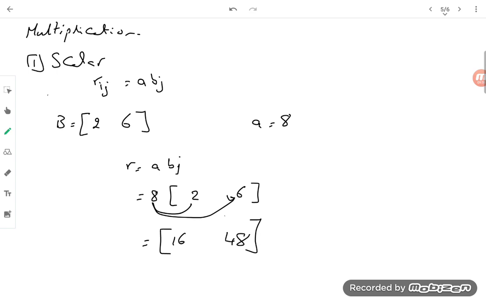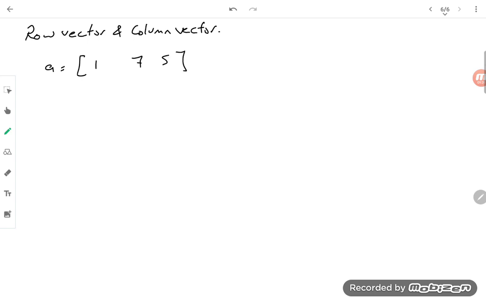What about multiplication of row vector and column vector together? Say for example row which is A, 1, 7 and 5. It's of order 1 multiplied by 3. And the vector 4, 1, 2, 4, which is 4 multiplied by 1. Actually, you cannot multiply these vectors together. It's not legal.